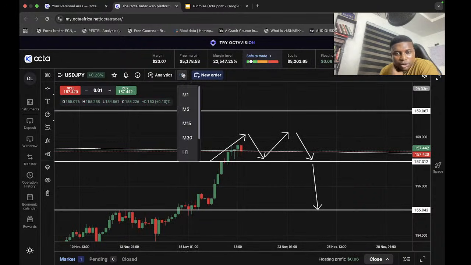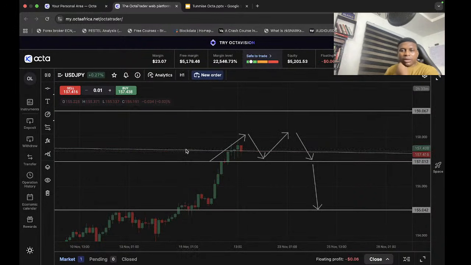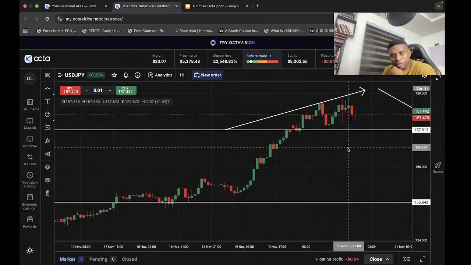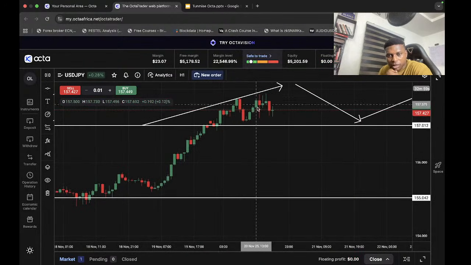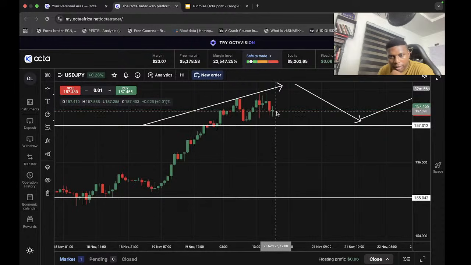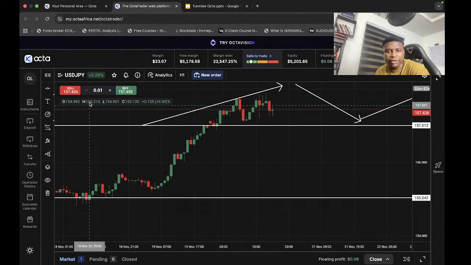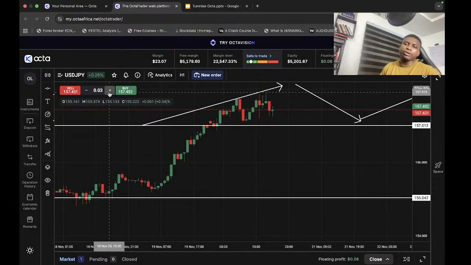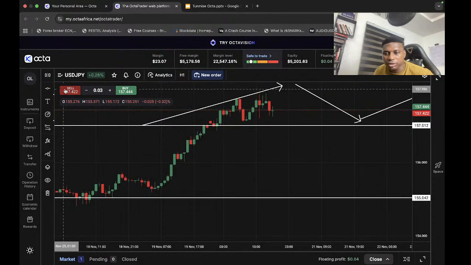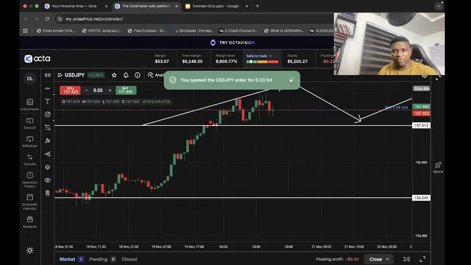So let's go down to the 1 hour time frame. Let's see what the 1 hour time frame is telling us before we execute. Possibly a double top is already forming at the 1 hour time frame. But without any further ado, we would place a short on this. So I've placed a short.